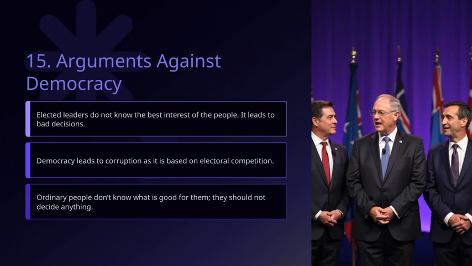Lastly, there's the view that ordinary people don't always know what is good for them. So, some argue that they shouldn't be the ones making critical decisions about governance. These points highlight the ongoing debate about the effectiveness and potential pitfalls of democratic systems.